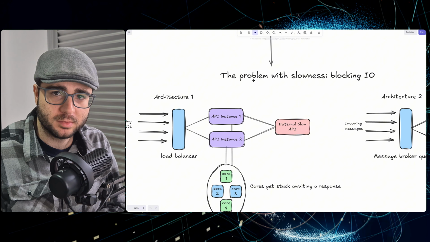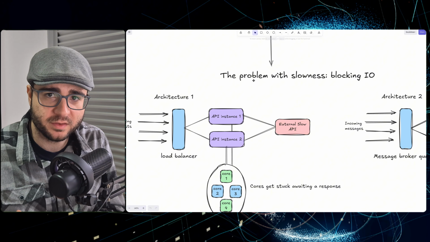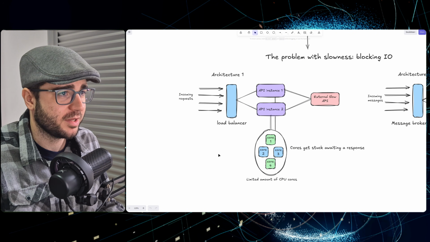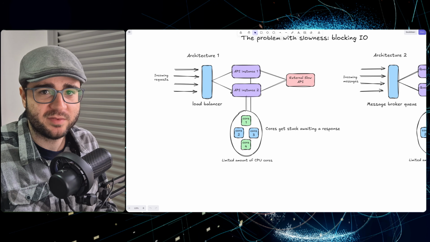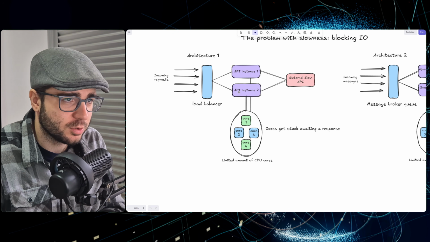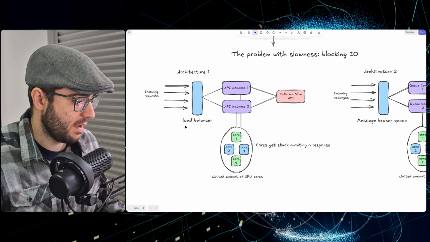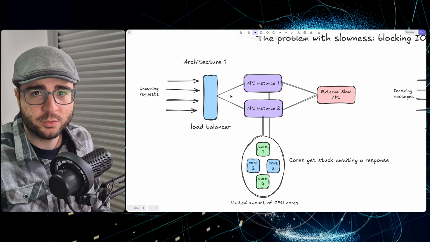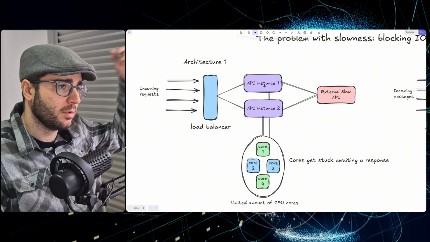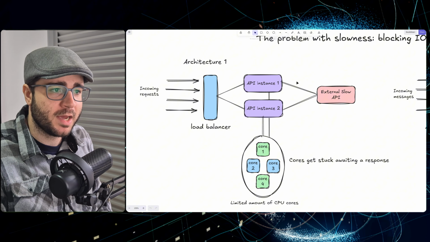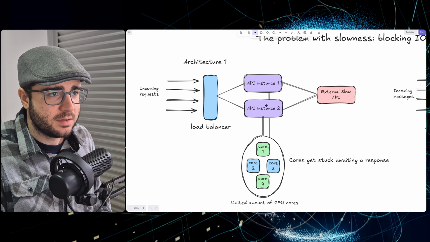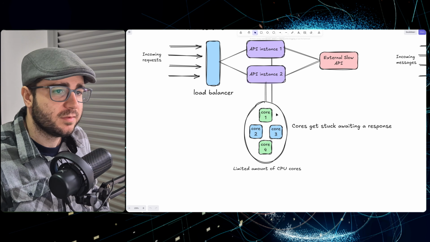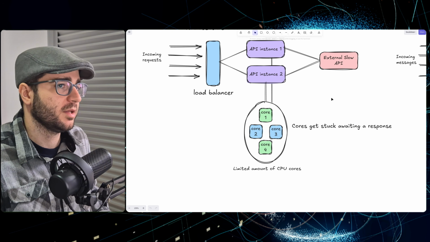The problem with slowness is the blocking. I will give you two examples right here of applications. So here we have the architecture one, pretty common on APIs. We have all the incoming requests going through a load balancer. The load balancer then will distribute the traffic among many instances of that API. That API is running in a cluster, so we have a limited amount of CPU cores available for that application.